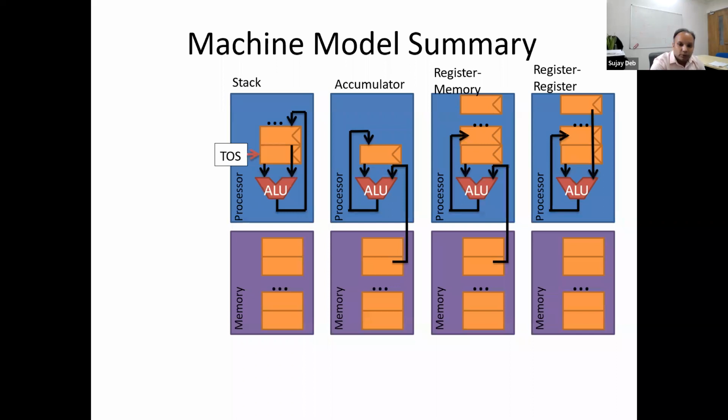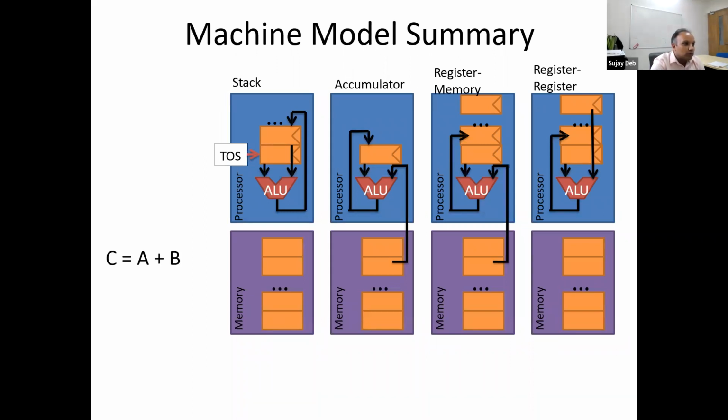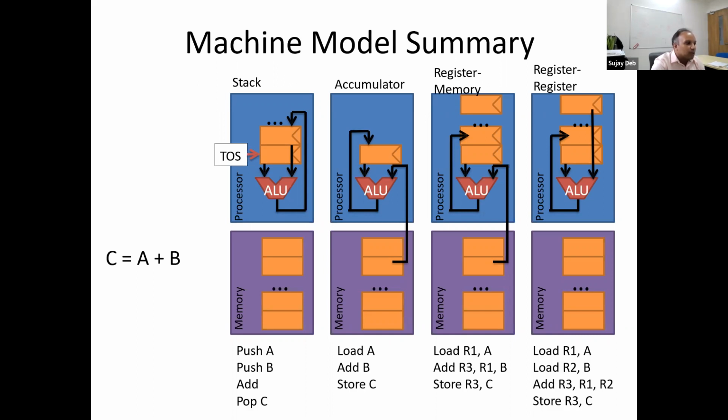So we will quickly look at how our assembly code will vary if we want to do this operation in these machine models. You see that this is how the different instructions, different code segments will look, based on which machine model you are following. In case of stack, it's push A, push B, then add and pop C. In case of accumulator, load the value of A into the accumulator, add B, and then store the value of the accumulator to the variable C.